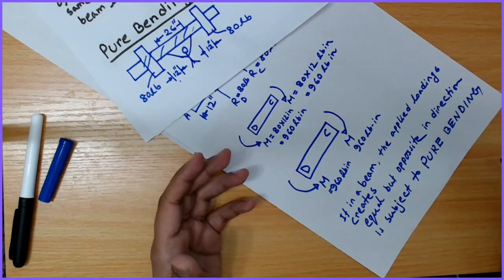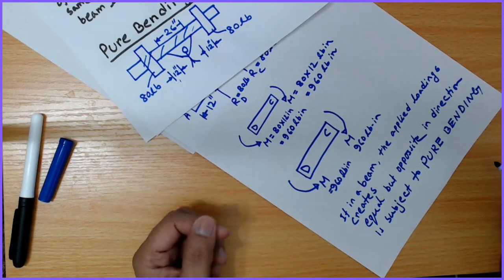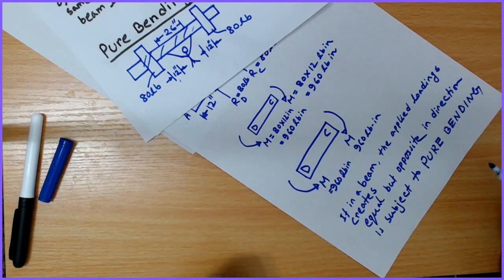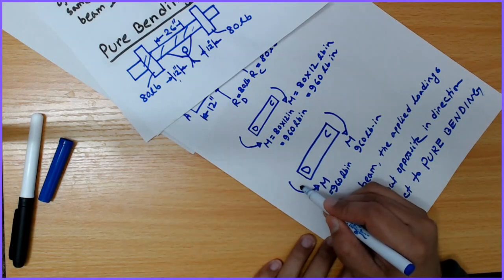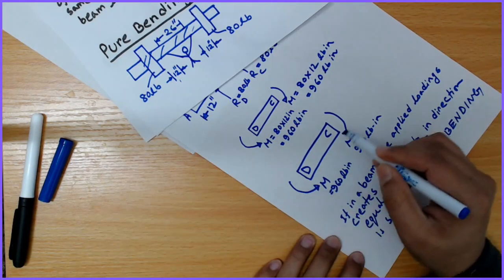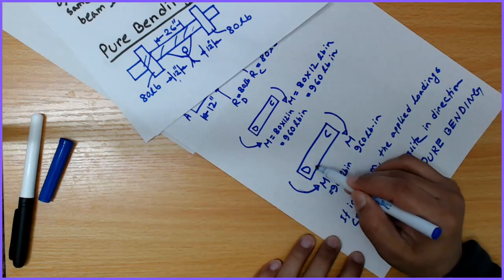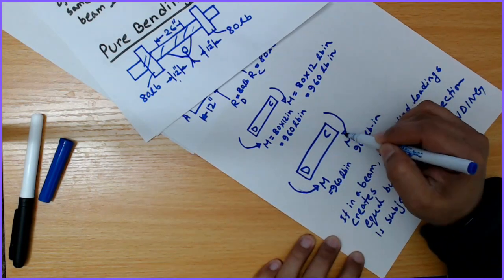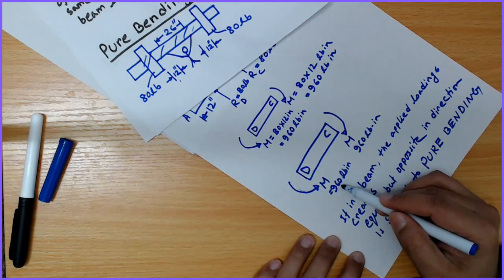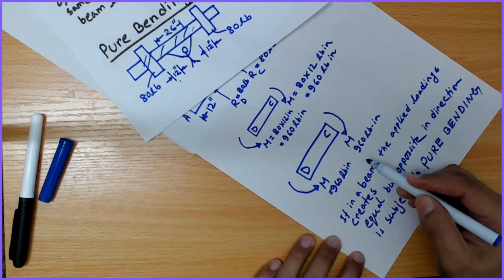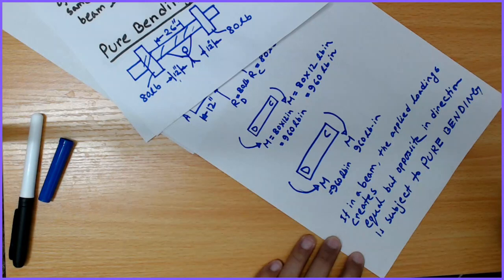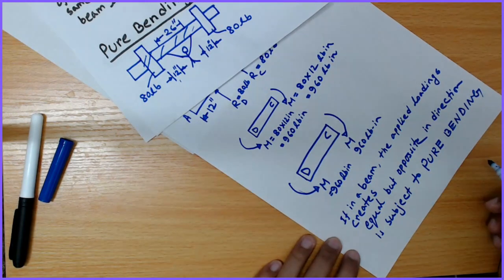So let me repeat again. If the loading condition of a beam is such that the bending moments are equal but opposite in direction, in this case the moment at D is counterclockwise, but the moment at C is clockwise. Both have the same value, 960 pound inch, but opposite in direction. So then we can say that the beam is experiencing pure bending.